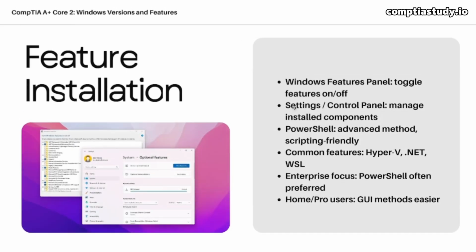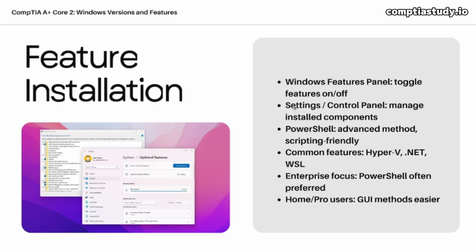Now we're going to talk a little bit about feature installation. How do we get these features loaded onto a system? It's important to note some Windows components are not installed by default. While some Windows features are installed by default, some are not, but they can be easily enabled when they're needed.